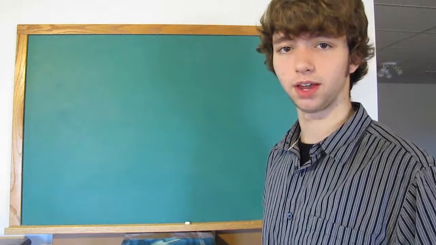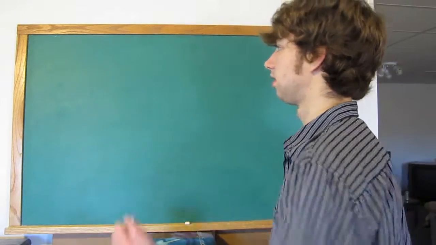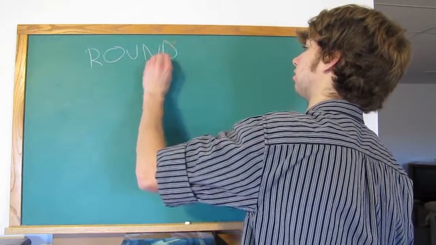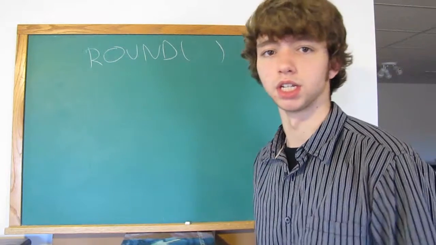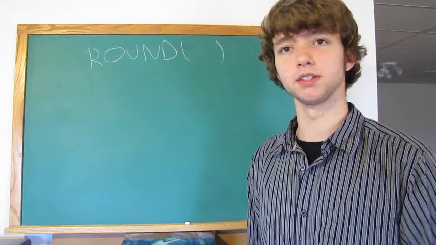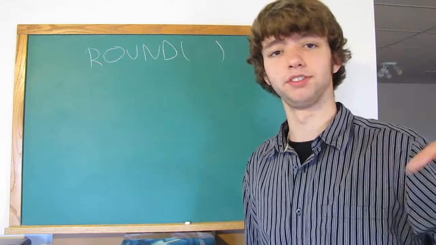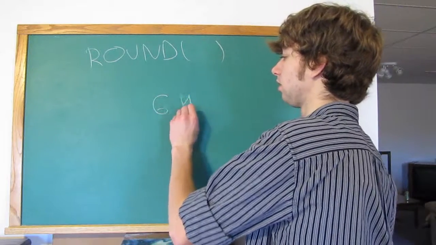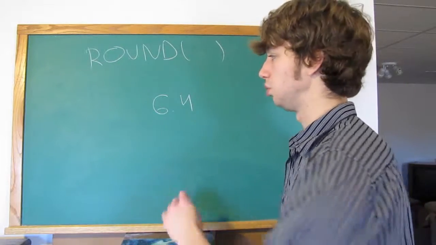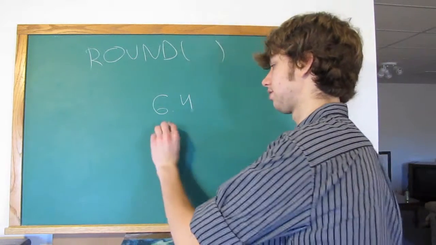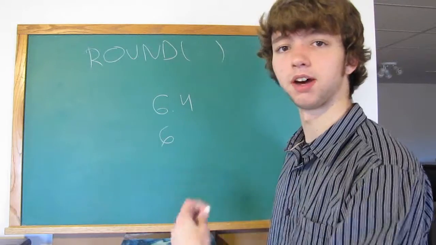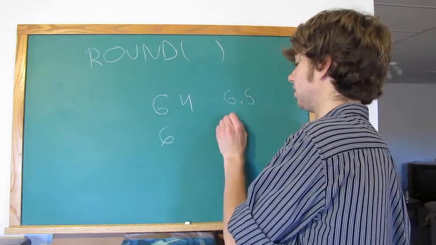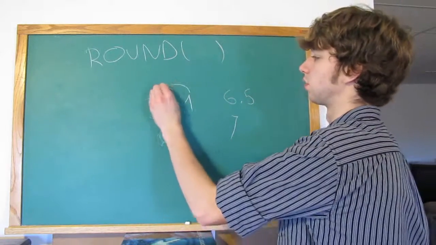Now for this one, I'm going to have to teach you some basic rounding skills. The function is called ROUND. Rounding, if a number is 5 or greater, goes up. If it's 4.9 or lower, it goes down. 6.4, if we round this number to an integer, it is going to be 6, because it has to be 5 or up to go up. So if this was 6.5, it's going to be 7.